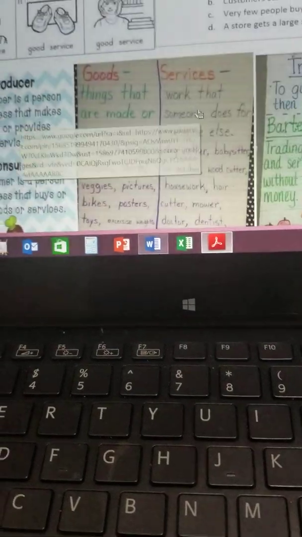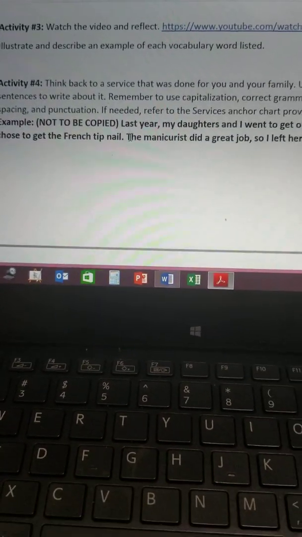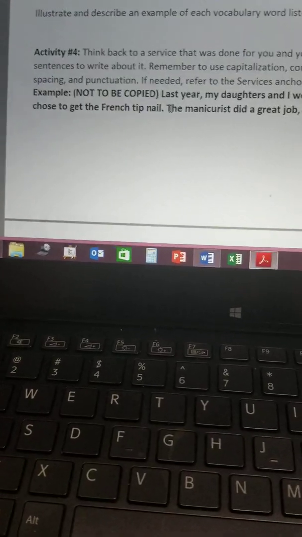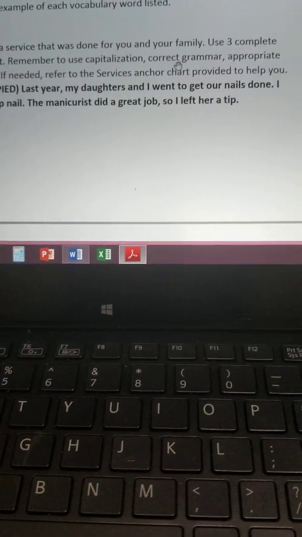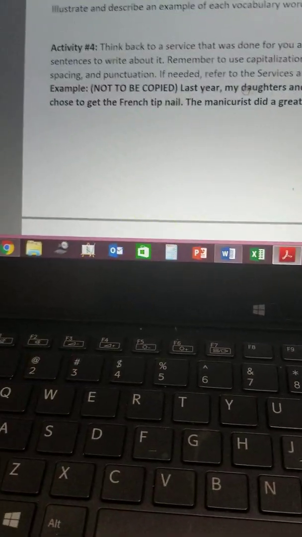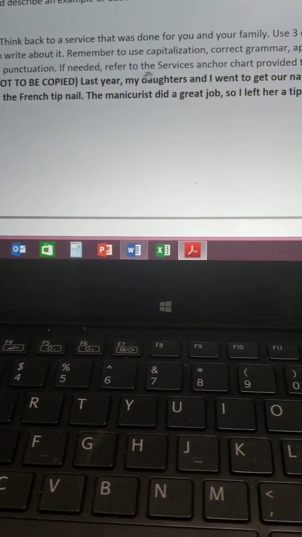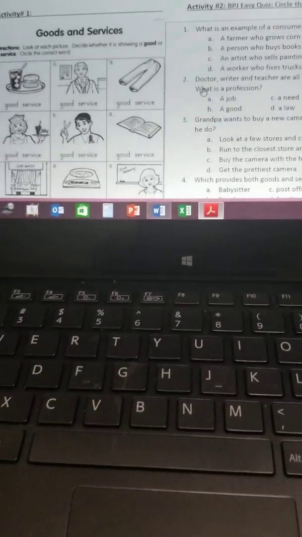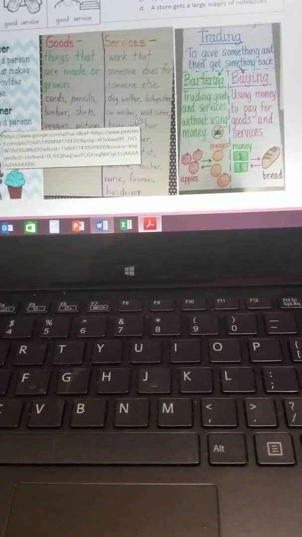And then you have activity number 4. Think back to a service that was done for you and your family. Use 3 complete sentences to write about it. Remember to use your capitalization, correct grammar, and appropriate spacing and punctuation. If needed, refer to the services anchor chart provided to help you. And that's going to be this one right here. Goods and services.